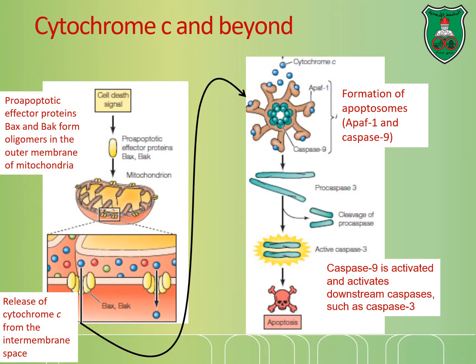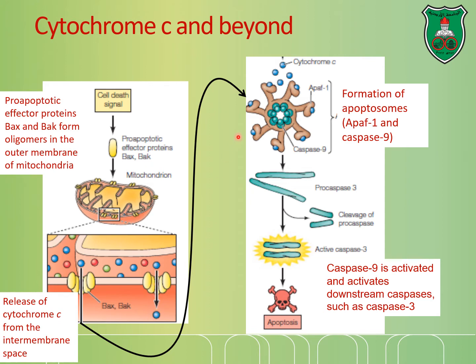So here's what happens now. We have a cell death signal that would induce the activation of pro-apoptotic effector proteins, such as BAX and BAK. Now these two proteins, BAX and BAK, form oligomers on the outer membrane of the mitochondria. So they form a channel. This channel allows for the efflux of cytochrome C from the mitochondria to the cytosol.